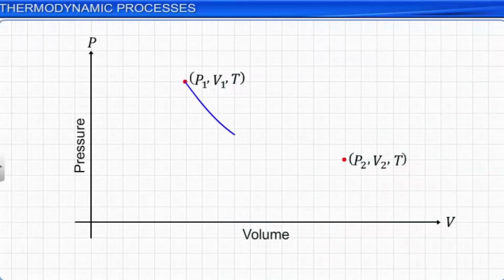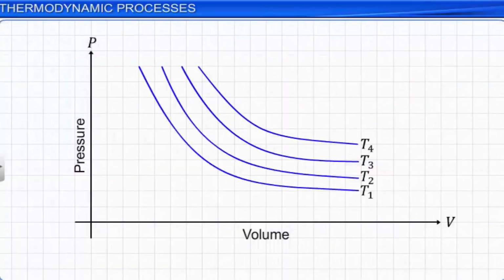The PV graph of a system passing through a process at a fixed temperature is called an isotherm. In the graph shown, we have 4 isotherms representing the behavior of a given quantity of an ideal gas at 4 different temperatures.